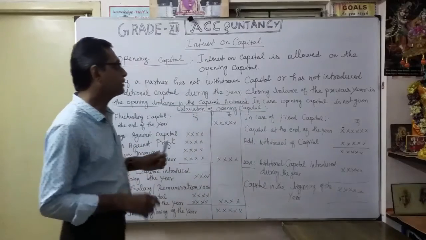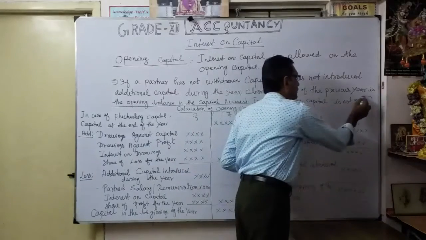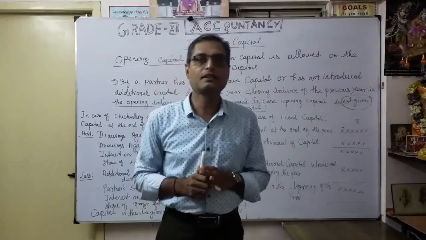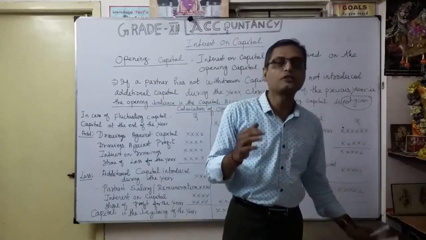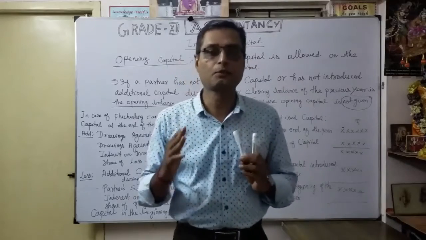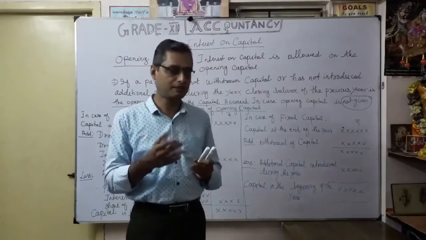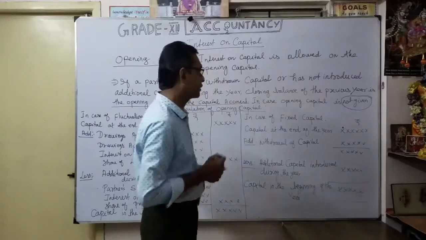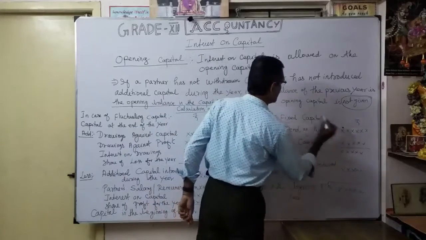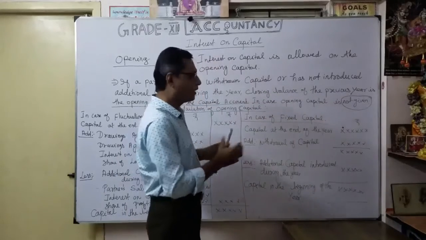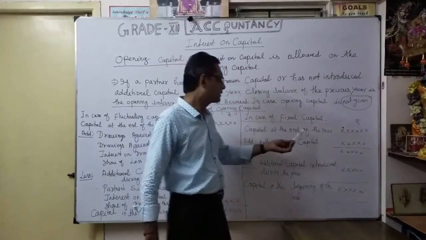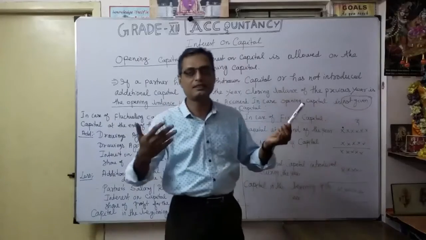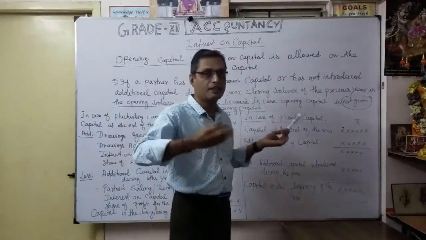So in case opening capital is not given, you definitely have to arrive at it, because only then can you calculate interest on capital. So how are you going to calculate opening capital in two situations? Suppose it is a fixed capital or a fluctuating capital. First, let's see the case of fixed capital. It's very simple. You have to work in reverse. Capital at the end of the year, that's what we take now, the closing balance. Naturally that is the closing capital. You will take that information.